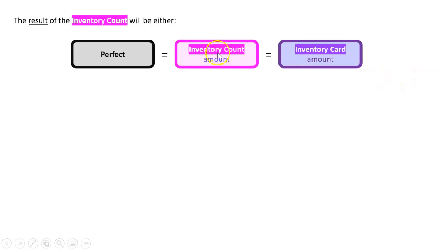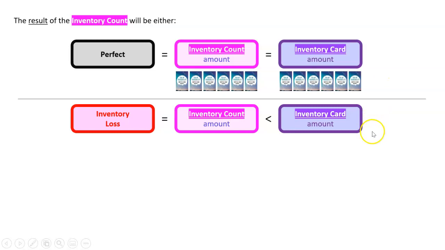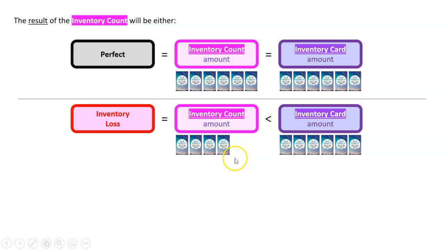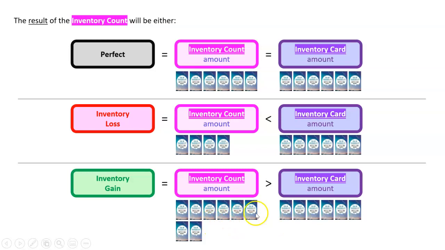So the result of the inventory count will either be perfect. What do we mean? The inventory count will count the exact same number of units as what the inventory card says there is. The inventory card says there were 6 copies of the book, and we count 6 copies. We might though get an inventory loss. What does that mean? The inventory card says there's 6 copies of the book, but we only find 4. So we've lost a couple. Or we might even gain inventory, which doesn't seem logical, but it does happen. It means we should have 6 copies of the book, but we count them all up and physically count each item, and there's actually 7 or 8 or whatever, more than 6.